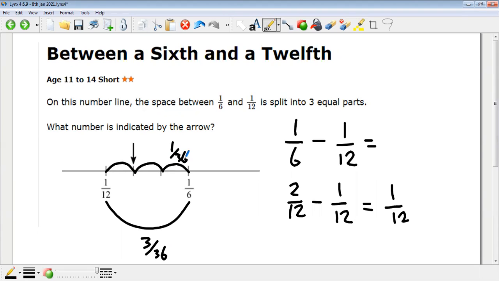So now it's a case of knowing that this 1/12 is worth 3/36. We add another one on to this one being worth 4/36. And then, like most fractional questions, if we simplify, it would become a 9th.